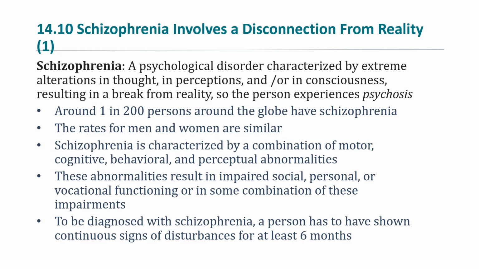Schizophrenia is characterized by a combination of motor, cognitive, behavioral, and perceptual abnormalities. These abnormalities result in impaired social, personal, or vocational functioning, or in some combination of these impairments. To be diagnosed with schizophrenia, a person has to have shown continuous signs of disturbances for at least 6 months.